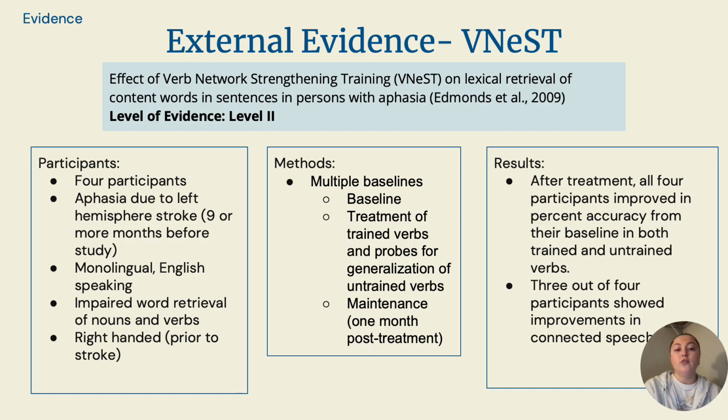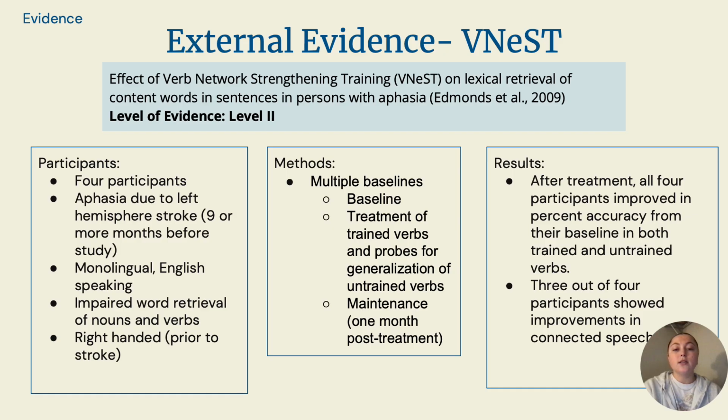In this study, there were 4 participants. They all had aphasia due to left hemisphere strokes, and they had the stroke 9 or more months before this study occurred. They were all monolingual English speakers, and they had impaired word retrieval of both nouns and verbs. They were also all right-handed prior to their stroke.